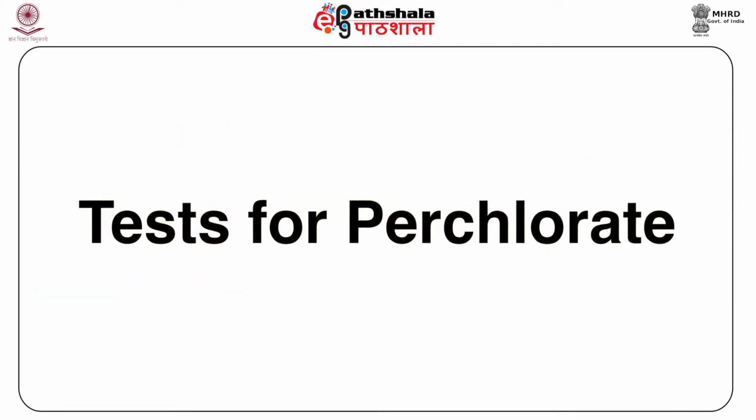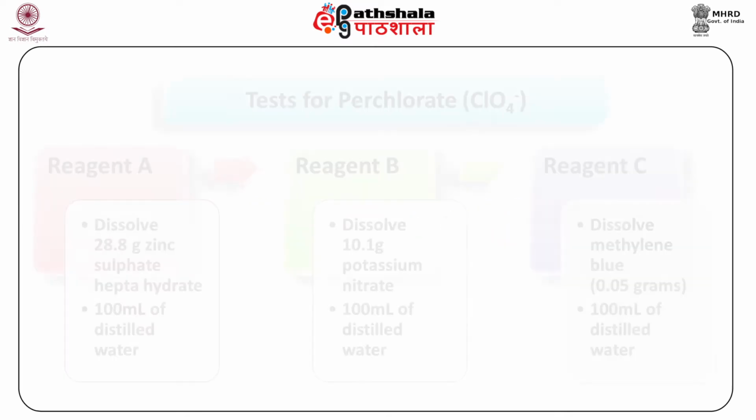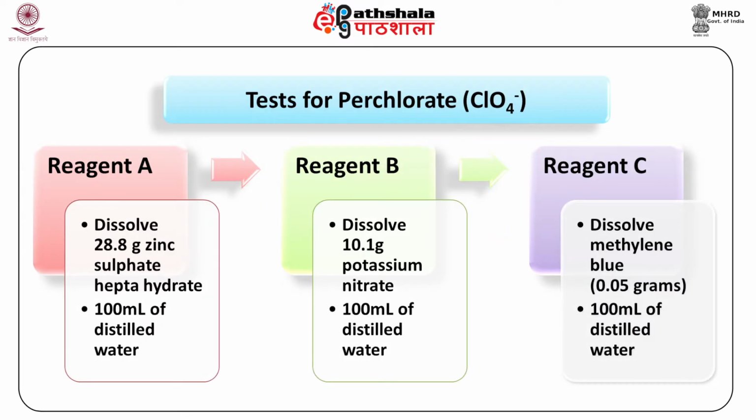Next are tests for perchlorate. Reagent A is prepared by dissolving 28.8 grams of zinc sulfate heptahydrate in 100 ml of distilled water. Reagent B is prepared by dissolving 10.1 grams of potassium nitrate in 100 milliliters of distilled water. Reagent C.